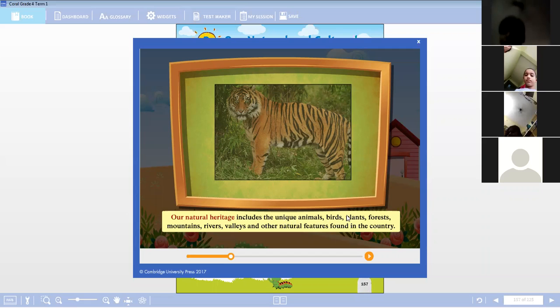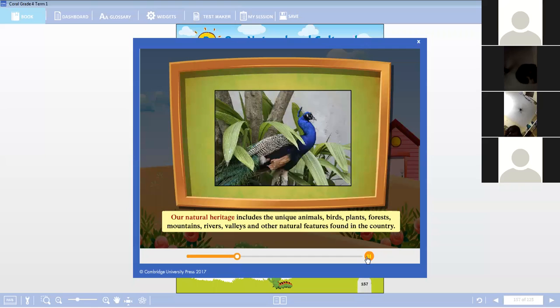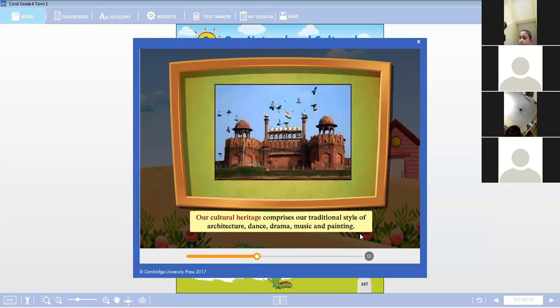Okay, special animals, birds, plants, forests, mountains, rivers, valleys, and other natural features found in our country, children. These are all the pride of our nation. Coming to the aspect of cultural heritage.